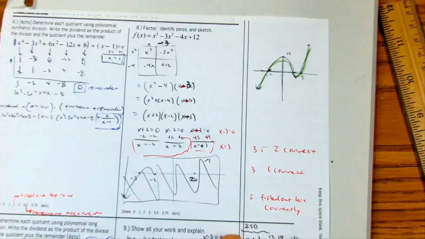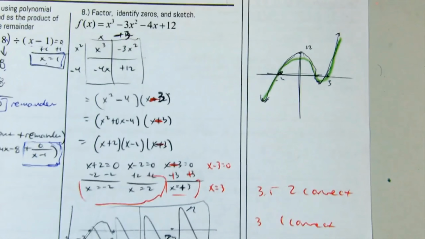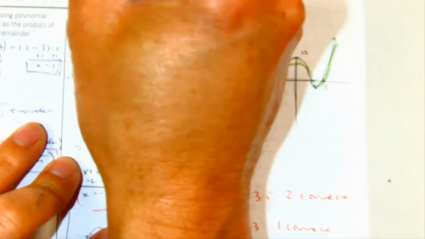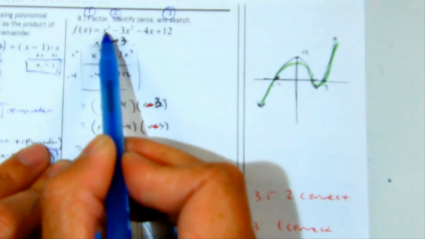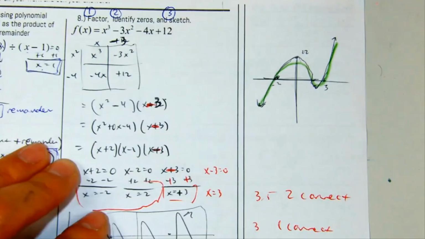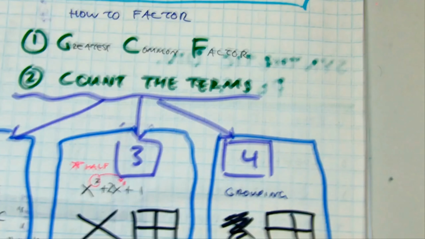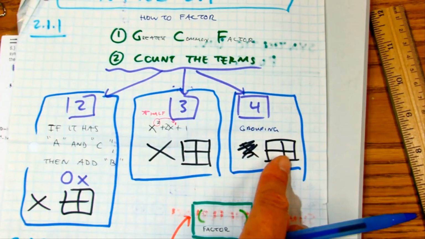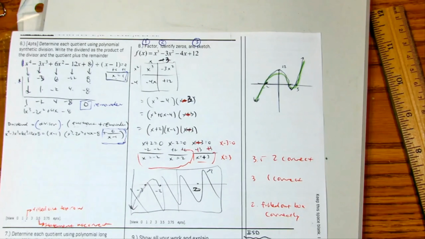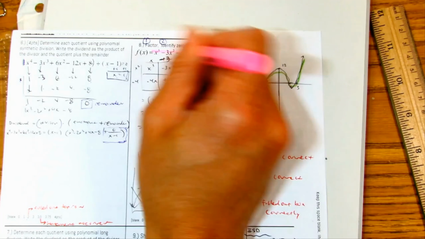Question number 8. There are 3 things you needed to do: factor, identify the zeros, and make a sketch. To factor, it has 4 terms, 1, 2, 3, 4. If I use my factoring flowchart, I'm going to do factoring by grouping, which means put it inside the box. So I'm going to put this inside the box.